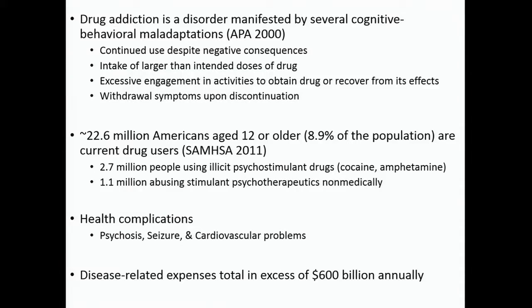And then here are some stats regarding psychostimulant drugs. Psychostimulants are drugs like cocaine and amphetamine that stimulate the nervous system and they cause movement. Oftentimes we test psychostimulant drugs by looking at how much a rat or mouse will run around in response to a drug. But you can see here that 2.7 million people use illicit psychostimulants, again, such as cocaine and amphetamine, and another 1.1 million abuse stimulant psychotherapeutics non-medically.